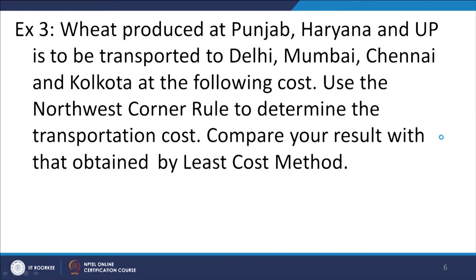Now, as you remember, in the transportation problem I told you that you have to first find a BFS, and there are 3 ways to find out the BFS, that is the least cost method, the northwest corner rule and the Vogel's approximation method. So, once you get the initial BFS, then you have to apply the test for optimality. So, in this exercise we are supposed to obtain the BFS using the northwest corner rule and compare our result with the least cost method.